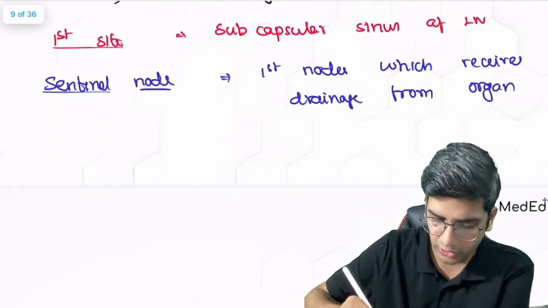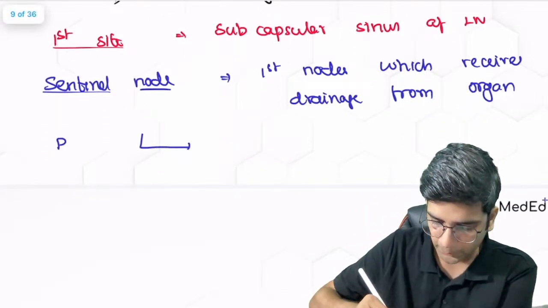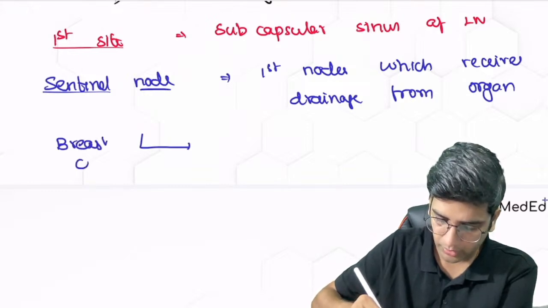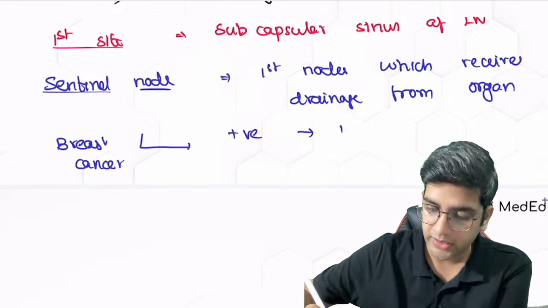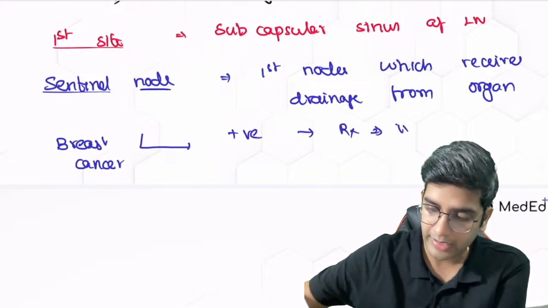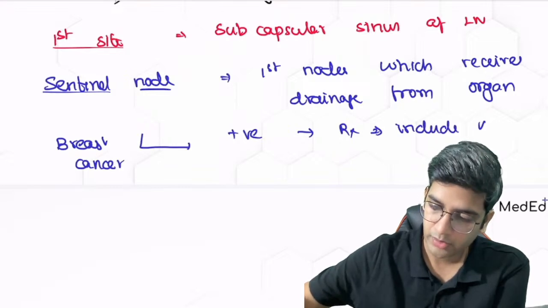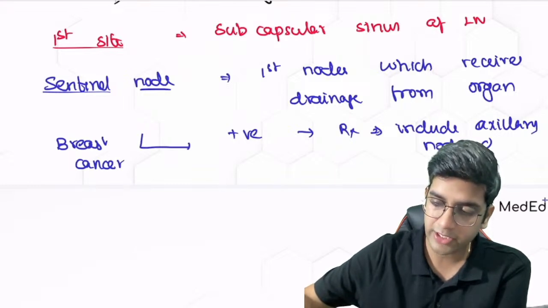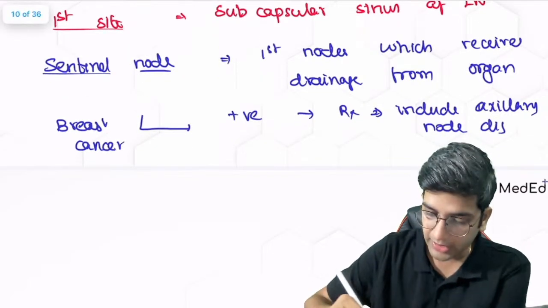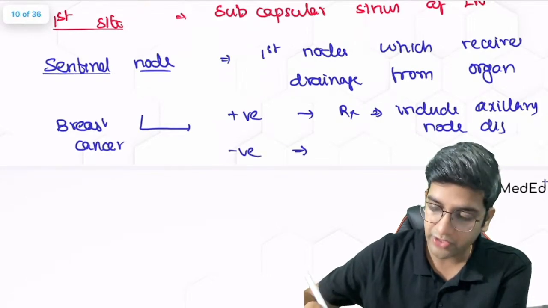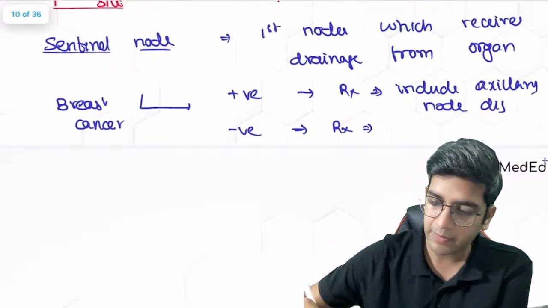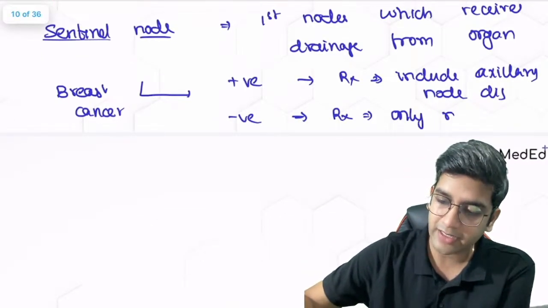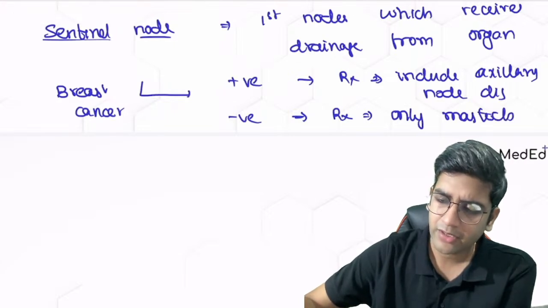The reason for having a sentinel lymph node biopsy, you can give an example in breast cancer: if the sentinel node is positive for metastasis, the treatment should include axillary node dissection. You have to remove the axillary nodes if the lymph node is involved, right? If it is negative, the treatment can just be removal of the tumor. The primary removal of the tumor in breast cancers can be only mastectomy, right? That's the clinical application.